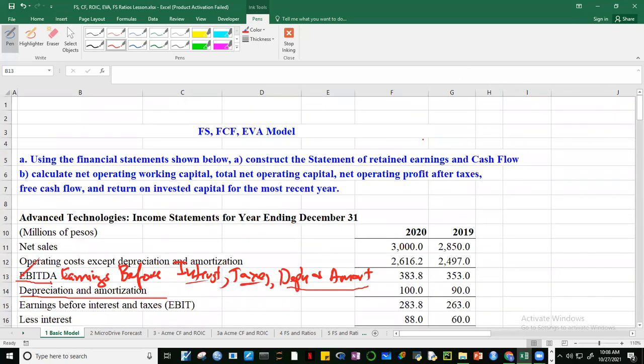May I ask you guys, did you have a topic in your accounting where you were asked to construct the statement of cash flows? Kindly chat, please. Yes or no, please, guys? I'd like to know if you learned how to construct the statement of cash flows in any of your accounting subjects. Yes or no, guys, please chat in the chat box.